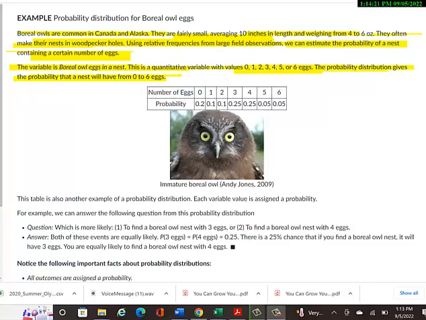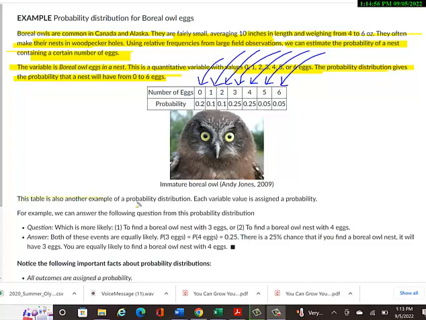Okay, so it looks like the probability of having 0 eggs in a nest is 0.2, so 2 out of every 10 times you'll see no eggs in a nest. The probability of 1 egg is 0.1, probability of 2 eggs is 0.1, probability of 3 eggs 0.25, probability of 4 eggs 0.25, probability of 5 eggs is 0.05, more rare than all the other values so far. 6 eggs is the same, 0.05. So every 5 out of 100 times you look in a boreal owl nest, you'll see 5 eggs, and then same for 6.